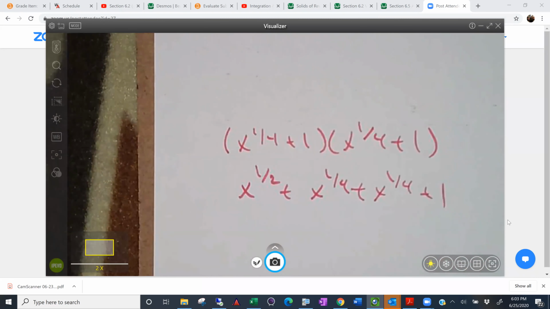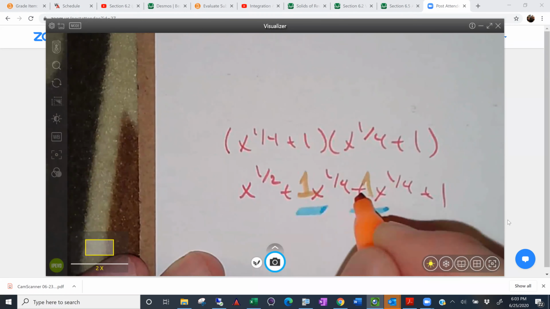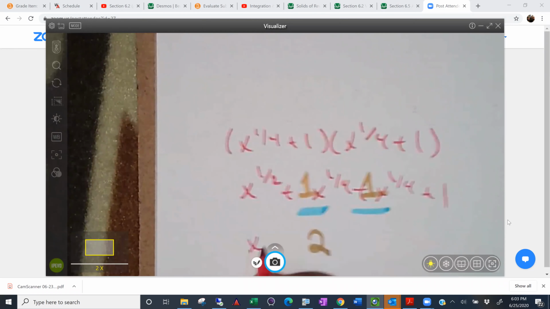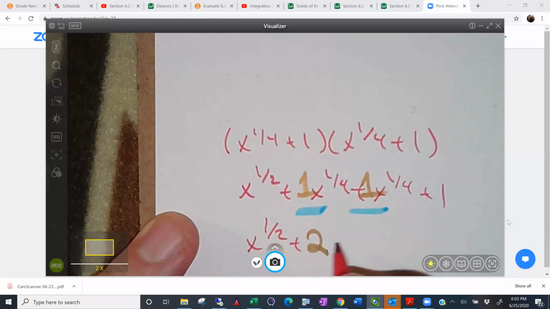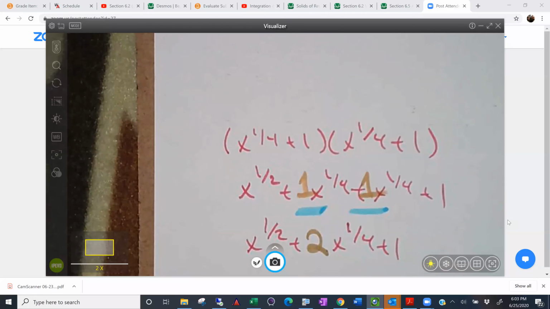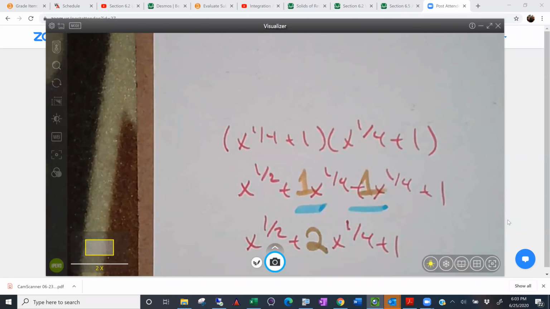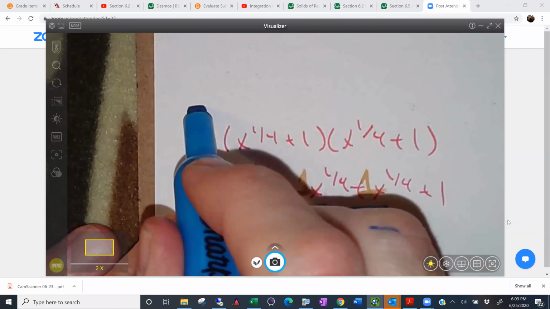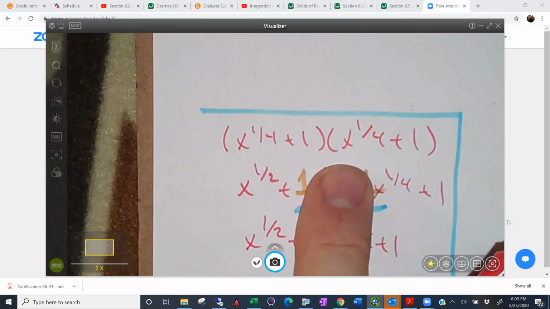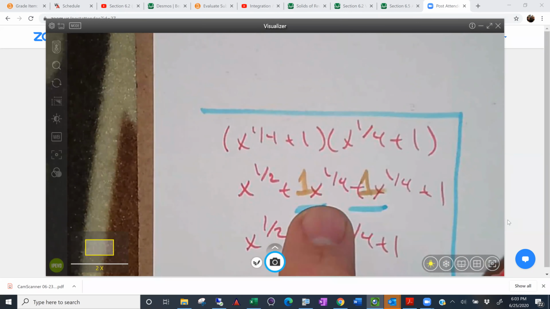So you've got the same thing here twice. You have 1 here and 1 here, for a total of 2. You should get x to the 1/2 plus 2x to the 1/4 plus 1. That's what you get when you square this all out. If you can't do that in your head, that's not a problem. There's no shame in getting this problem right because you took a little extra time to square it out.